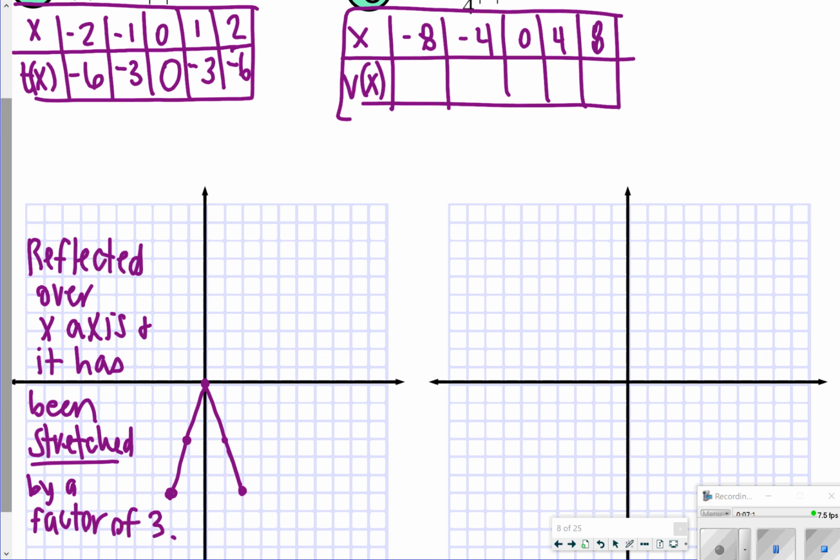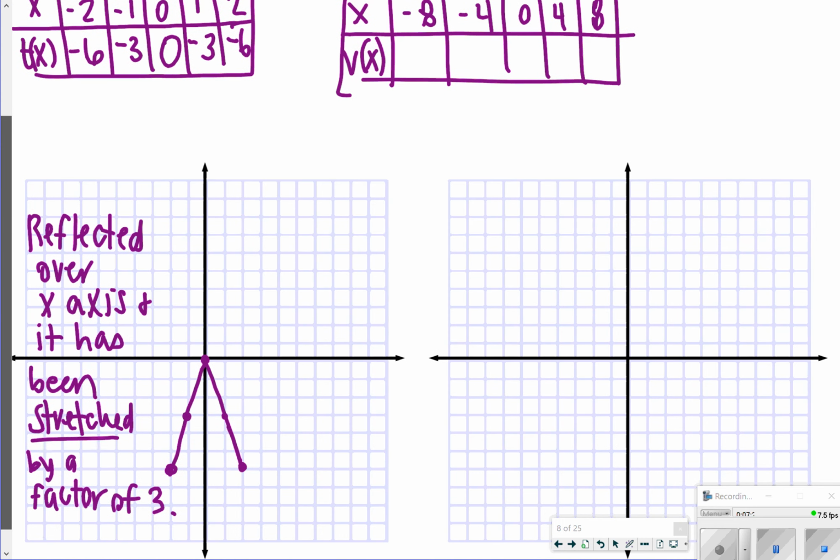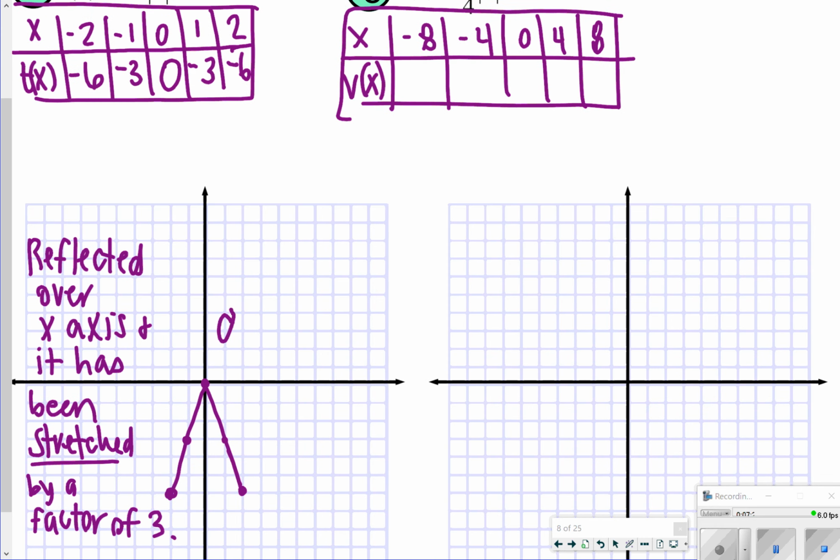So sometimes you can stretch it and sometimes you can shrink it. Just kind of depends on what has happened. Normally stretching occurs when you're multiplying by a whole number, and shrinking will occur when you're multiplying by a fraction or a piece of a number or decimal. Okay? And then your domain would be all real numbers, but your range would need to be y is less than or equal to 0.